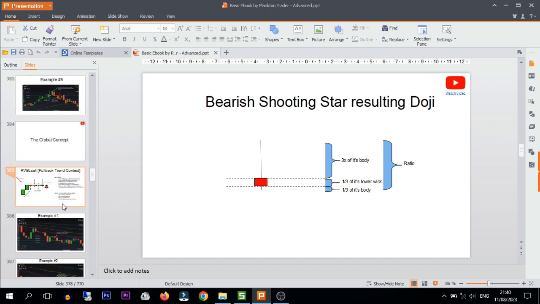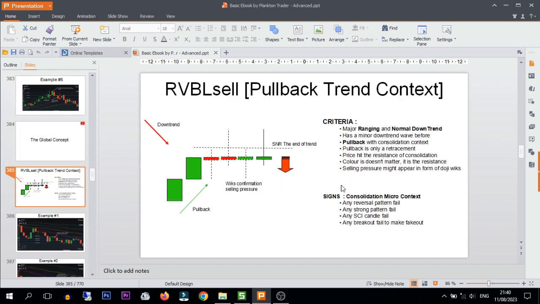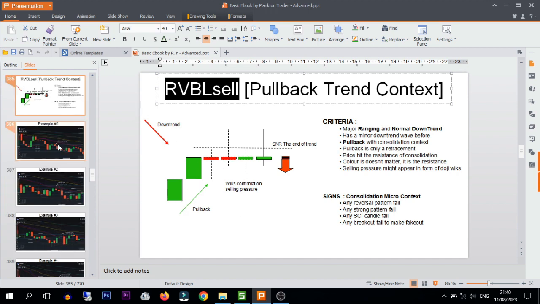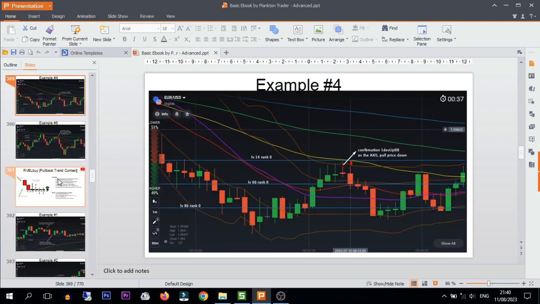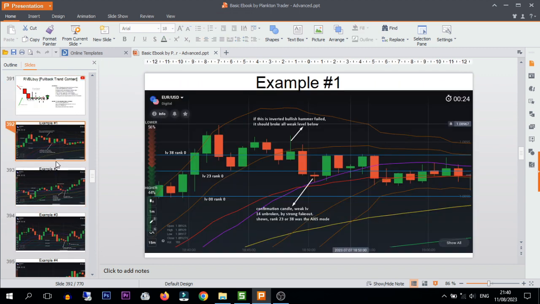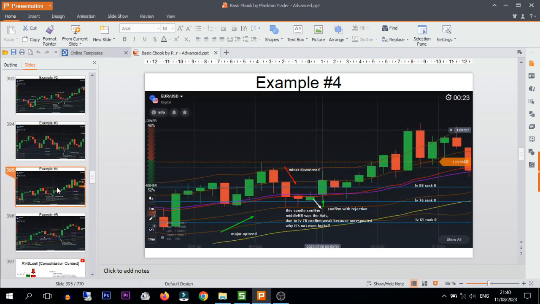Anyway, let's go. And then we enter the concept of pullback, which is also RVBL, because a pullback in the higher time frame was a retracement. That is why you need some criteria that a doji, whatever the wick, should show selling pressure. If this was a pullback up, a pullback on a bullish trend, which is a minor uptrend, against the major downtrend. So this is an example. I made all the examples, and then RVBL buy has the same criteria but opposite, because it's just vice versa.